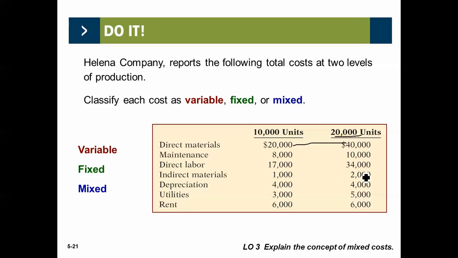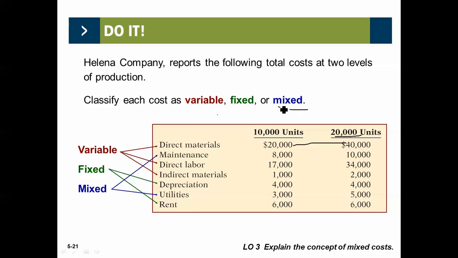Same with indirect materials. Depreciation was 4,000 at 10,000 units, and it's 4,000 at 20,000. So you see, it's a fixed cost. And so is rent a fixed cost. But utilities increased, but it did not double. So you see, when you look at it this way, then you can distinguish the variable costs: direct material, direct labor, indirect materials. Fixed costs are depreciation and rent. Mixed costs are maintenance and utilities. So there's your three cost elements, okay?